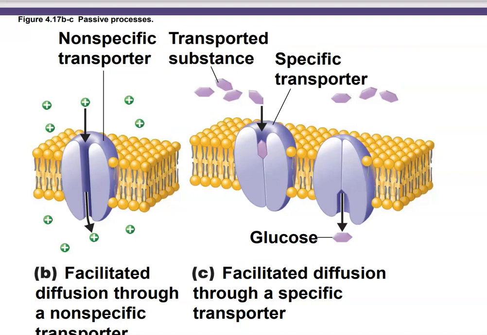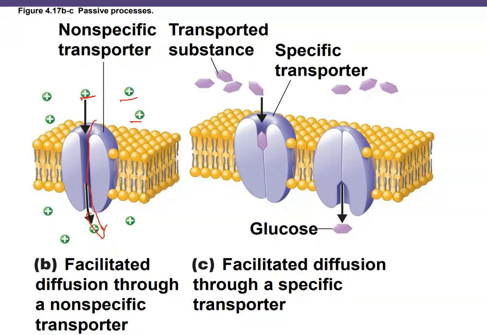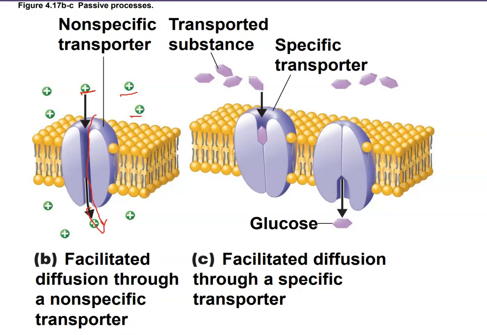So here is an example of facilitated diffusion. Here we have a non-specific ion channel, because these are charged particles, these are ions, and they need to get across. And here there's a concentration gradient. All we have to do is open this pore and allow those green ions to go down the concentration gradient. So this would be facilitated diffusion through a non-specific transporter.